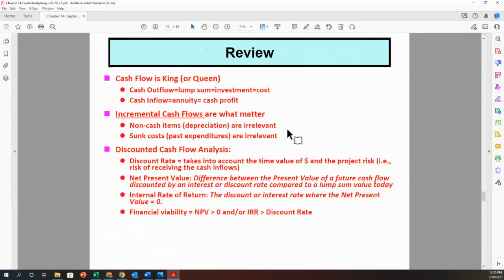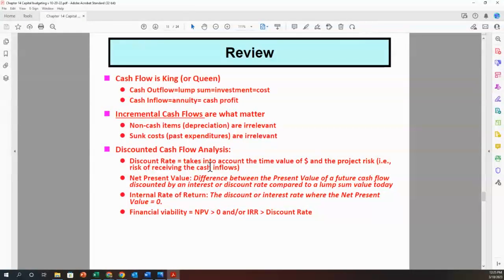So, let's review what we've learned so far. All in red. Cash flow is king or queen, be equal time. Cash outflow is a lump sum equals the investment equals the cost of the project. The inflow, we call it the annuity, the cash profit. Incremental cash flows are what matters. Non-cash items like depreciation are irrelevant. Sunk costs, past expenditures are irrelevant.